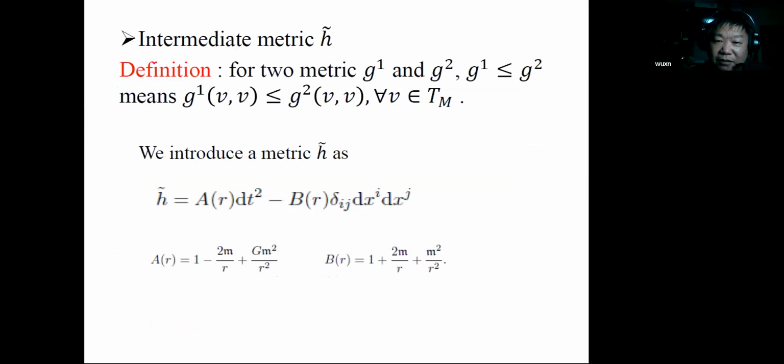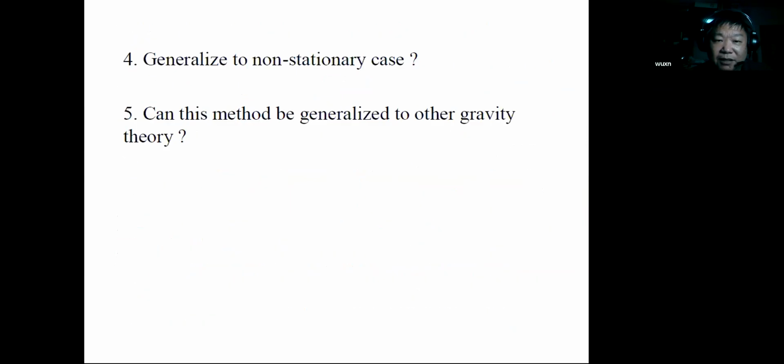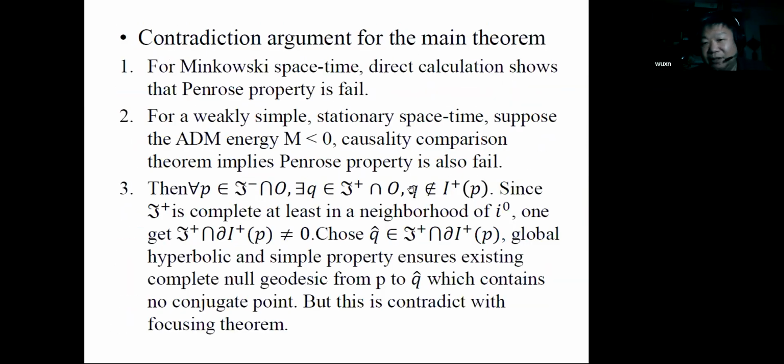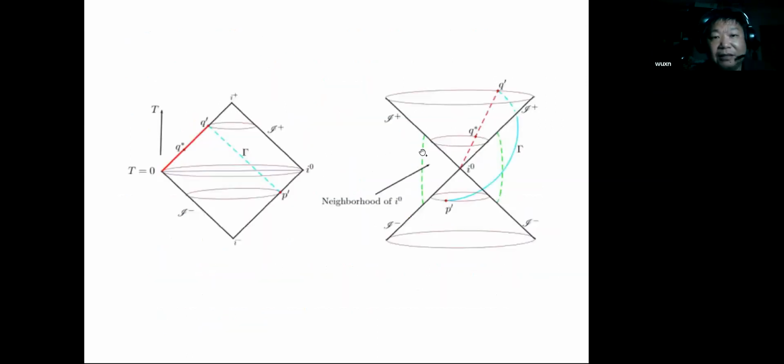But this contradicts the assumption that Q hat belongs to the boundary of the I plus of P. So the two possible cases always have contradictions. So we know that we cannot assume M is smaller than 0, which means that we get the positivity of the total mass of the stationary spacetimes. Okay.